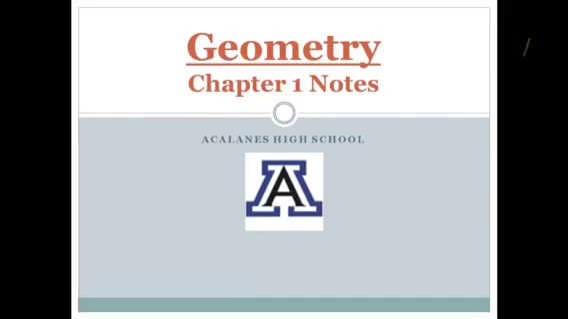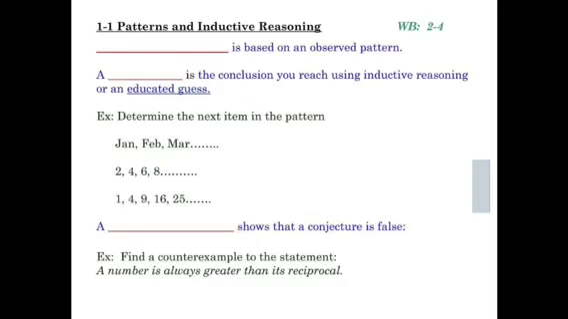Alright, so we're going to start with Chapter 1 and Section 1.1, which is patterns and inductive reasoning. Inductive reasoning is what you're used to in your everyday world of observing patterns and making deductions based on that. Inductive reasoning is based on pattern, and a conjecture is the conclusion you reach. So you observe something happening, you make a conjecture.